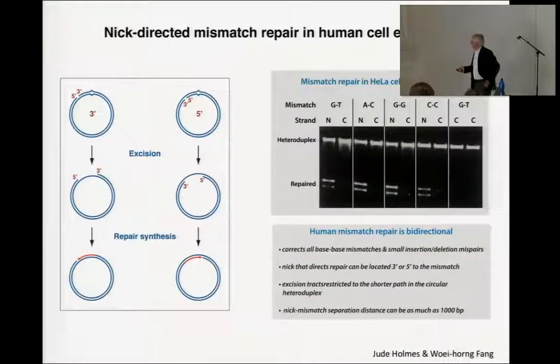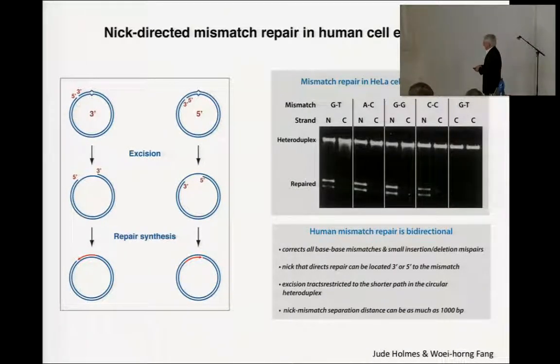So Jude Holmes, the MD PhD student who began these experiments, constructed circular heteroduplexes with a strand break. These strand breaks are called nicks in the jargon of the field. And he showed that these nicked heteroduplexes are excellent substrates for mismatch repair in nuclear extracts prepared from human cells. And as you can see, repair is restricted to the nicked DNA strand. There's no repair occurring on the covalently continuous strand.